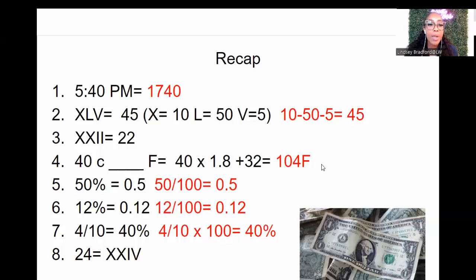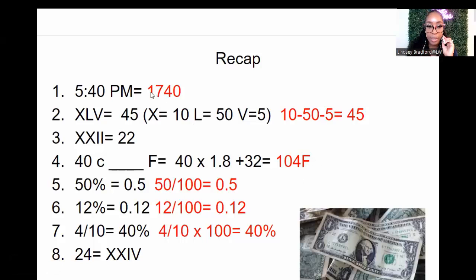Okay. Number 1, we're going from regular time, I guess, to military time. So 540 is going to be what? 1740. So if it's 540, it's 1740. Remember the clock. And remember, I shared with you that the minutes do not change. The minutes will stay the same. The only thing that changes is the hour.